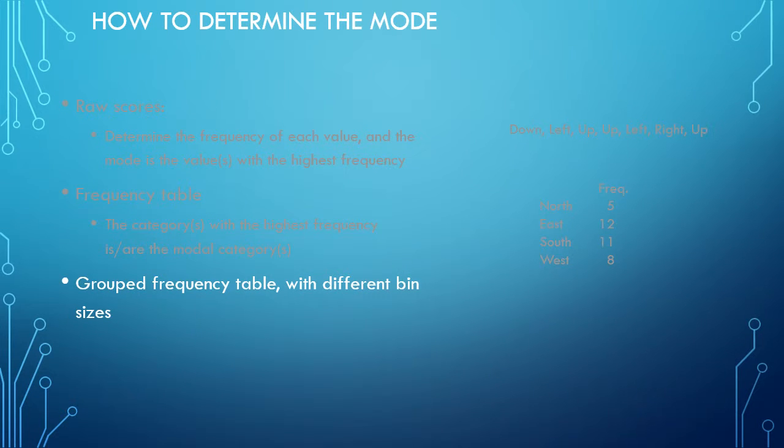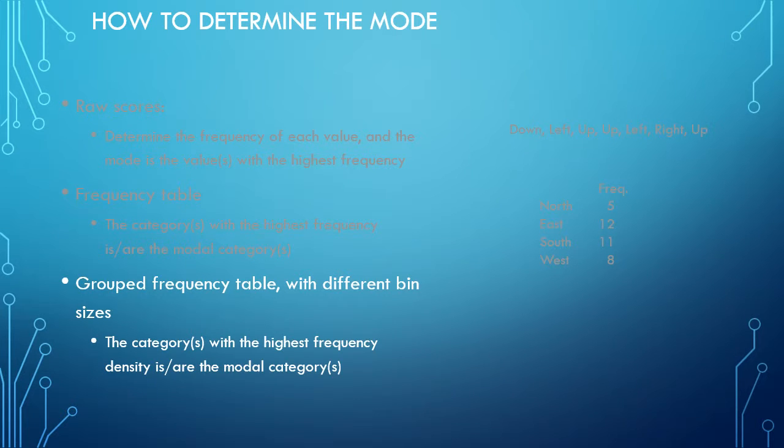Last but not least, you might have a binned frequency table, or a grouped frequency table, or class frequency table with different bin sizes. In that case, it's actually the category or categories with the highest frequency density. Now, most often the bin sizes will be the same, so I haven't talked much about frequency density. In general, it's simply the frequency divided by the bin size.